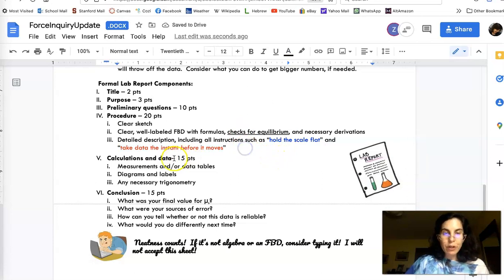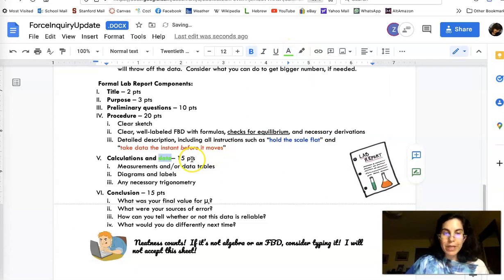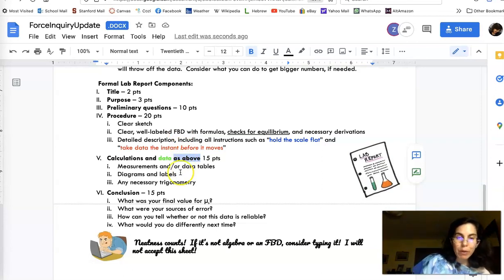Put all that here. The actual numbers that you measure go here in the data section as opposed to the procedure. If you wrote them down in class in the same place, that's fine, but you can see calculations and data, and you can say "as above" to make it clear that you know your data ended up in the procedure section. Most everybody has one data point, two at the very most. You won't need a table, but make sure everything is labeled on your diagram.